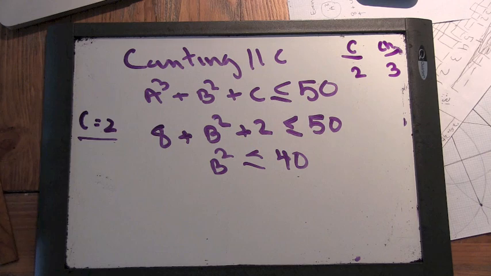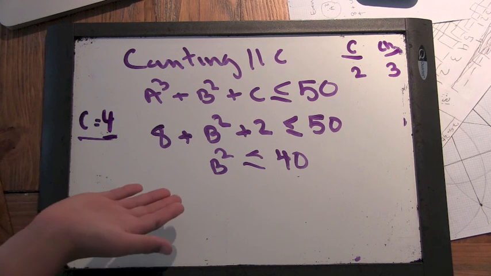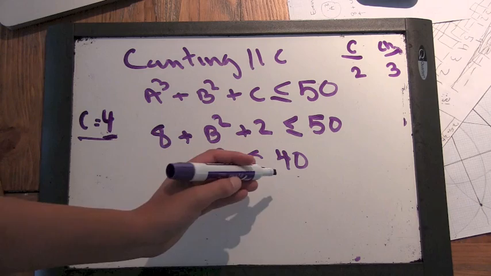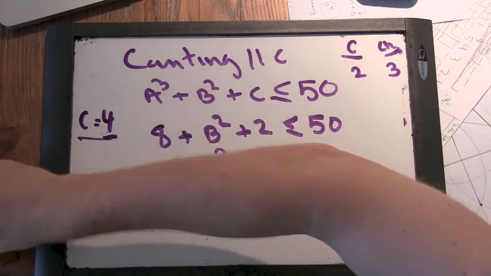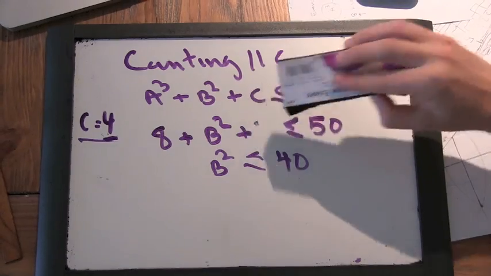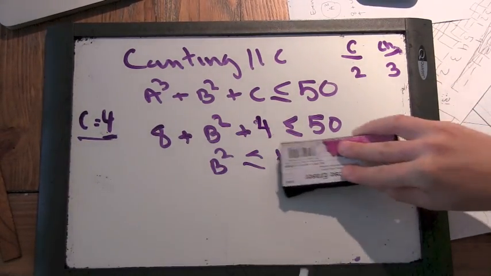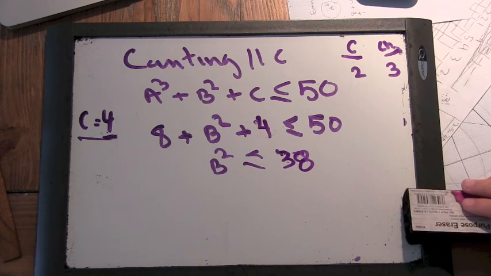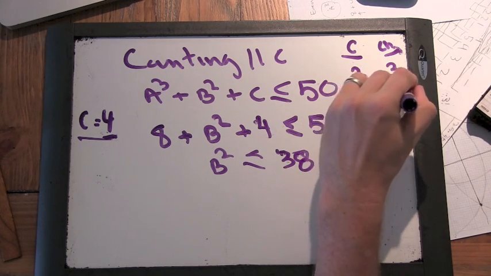When C is 4, you're going to have the same 3 choices because you're going to be at 38. B squared is less than or equal to 38, and that's not less than 36. So here we're going to have 8 plus B squared plus 4 is less than 50, so B squared is less than 38. So how many choices? There's 3 again. So when C equals 4, we have 3 choices.